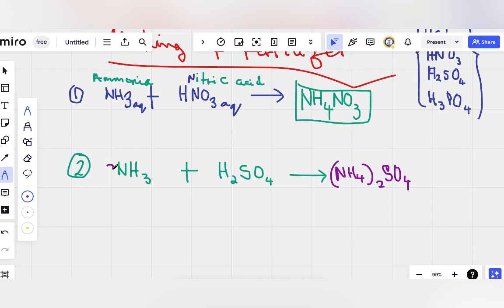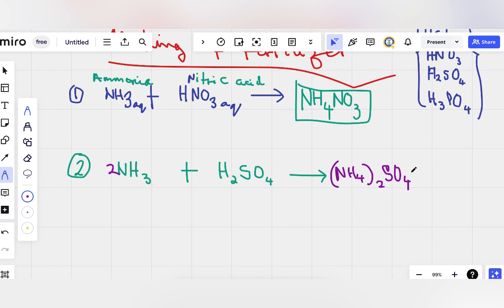If I want to balance it, I put 2 here. Because I already put 2 here, nitrogen is already 2, so it must be 2 here. Then this 2 is multiplied with this 4, and it becomes 8 hydrogen atoms. Here you have 2 times 3, which is 6 hydrogen atoms, plus 2 hydrogen atoms, which makes the hydrogen atoms 8. So you can see this is a balanced equation.